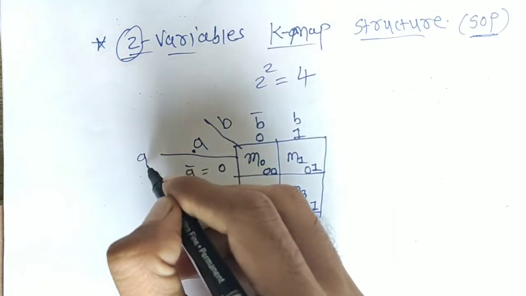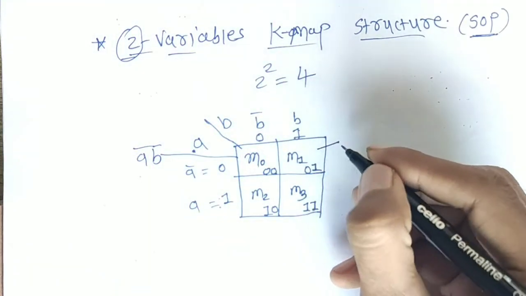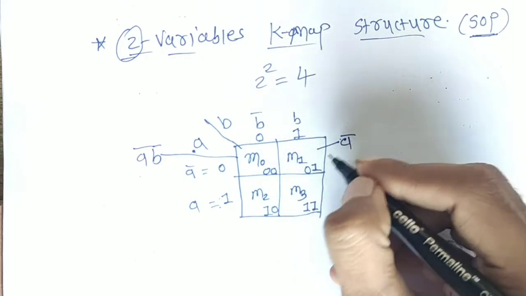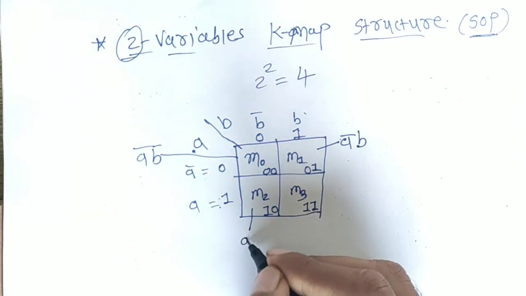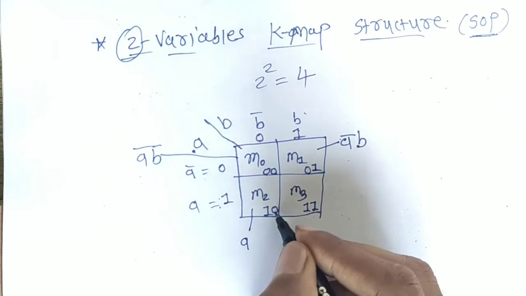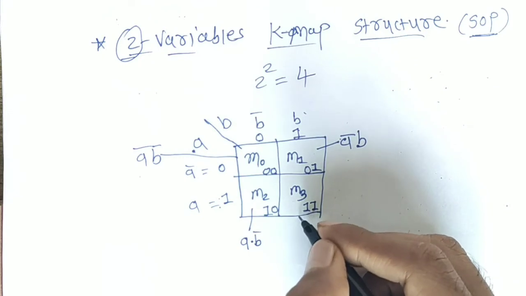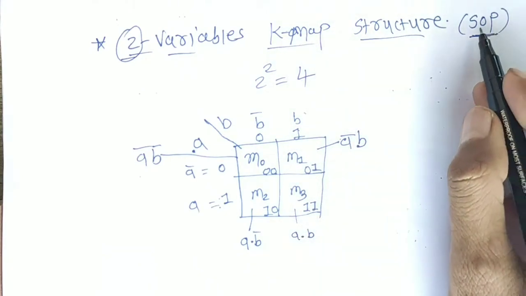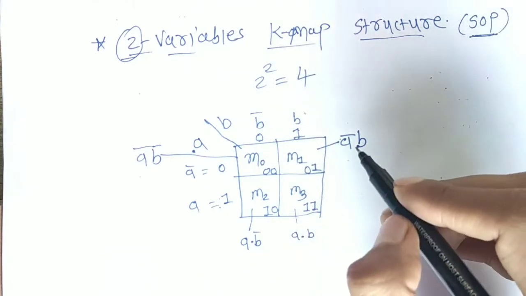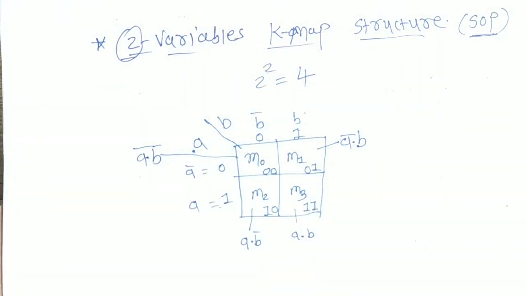This is the first cell, so the address is A bar, and the value of B is also B bar. In this cell, the value of A is 0, so A bar, and the value of B is B. In this cell, the value of A is 1, so A multiplied with B bar, because the B value is 0. And in the last cell, A is 1 and B is 1, so A dot B. Because this term is represented as a sum of product, for every variable we consider the product, right? So this is the 2 variable K-map structure.